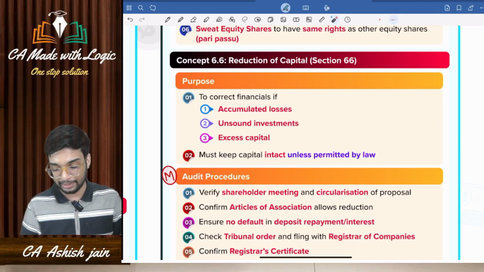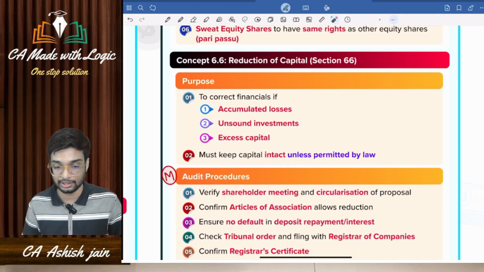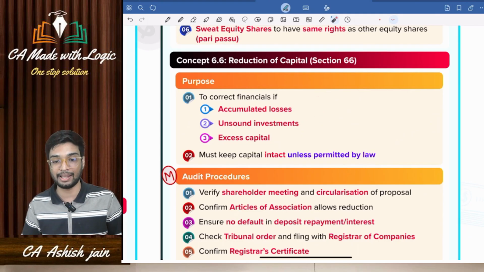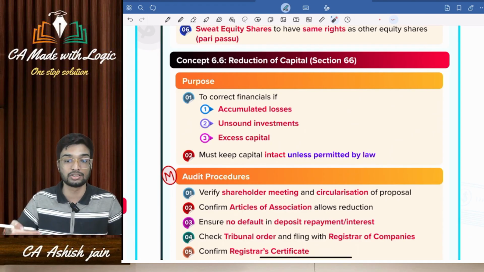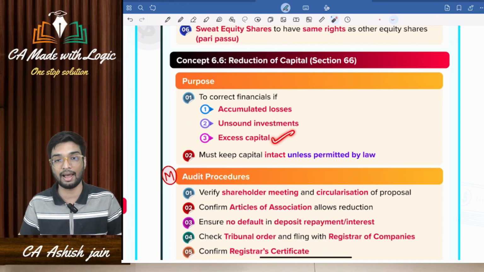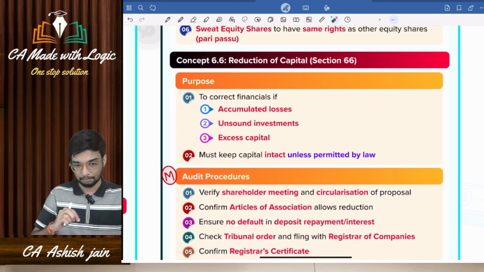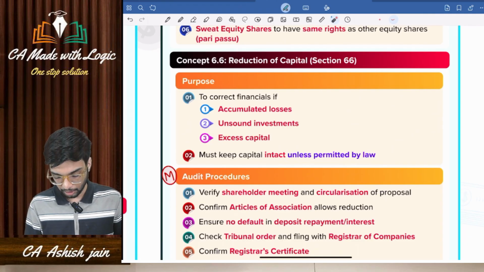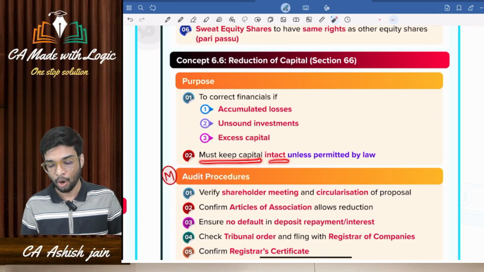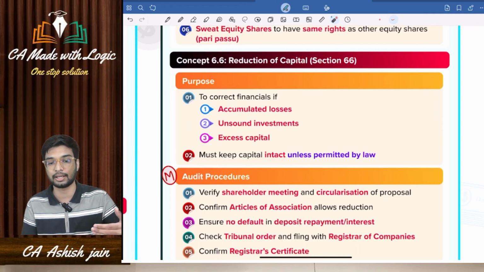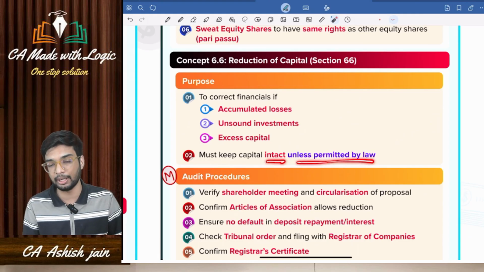Okay, one is when they have huge accumulated losses or unsound investment the company has made, or they feel that they have excess capital. Under these three circumstances it can reduce the capital. Then comes: must keep the capital intact. Always remember, the company has to keep the capital intact unless permitted by law.